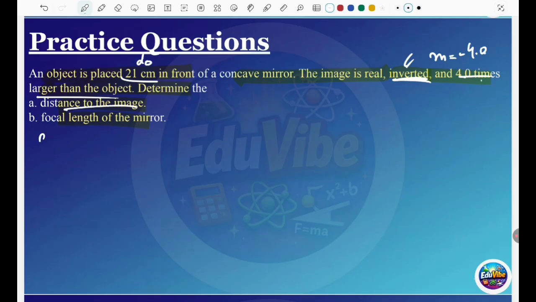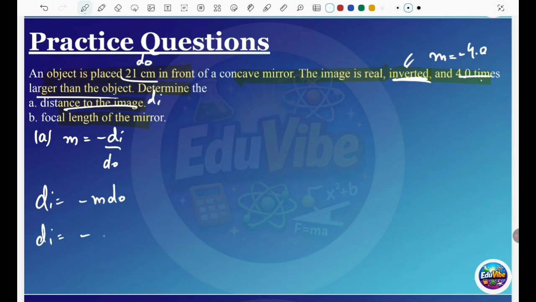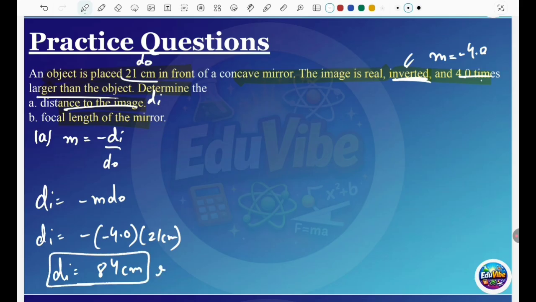So you find the distance. You know the magnification is equal to minus DI upon DO. So DI is equal to minus M times DO, because we find the DI first. So DI is equal to minus minus 4.0 times DO, which is 21 centimeter, and you get positive 84 centimeters. And this shows that this is the real image because you're getting a positive value, which is right.